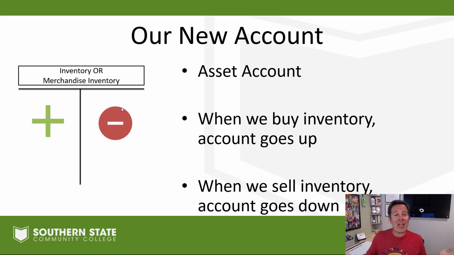Just like every other asset account, it goes up on the debit side. It goes down on the credit side. As I mentioned before, everything you learned about accounting in Unit 1 still applies. You don't have to learn a whole new set of rules here. We're just adding to it. We'll add new accounts. We'll add new concepts. All the rules apply. Okay? So let's talk about some journal entries.